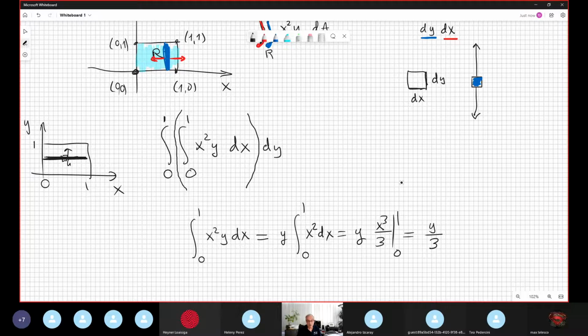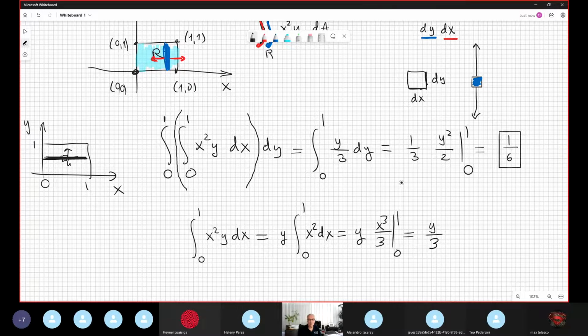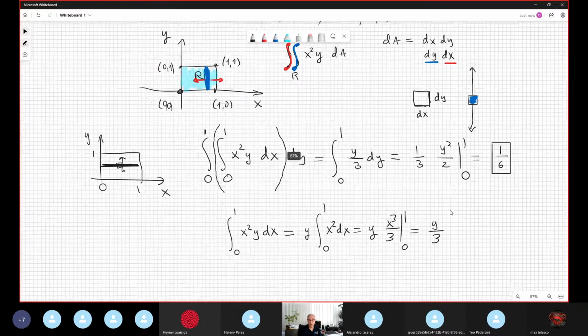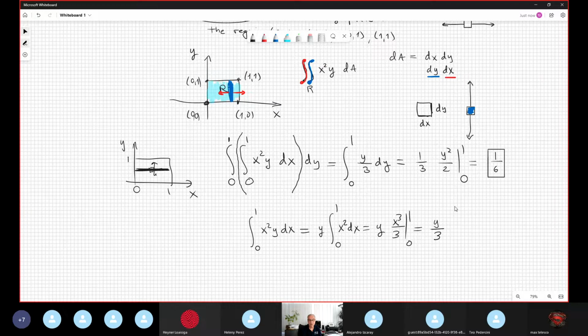When I finish the first integral, I am doing the second. And the second is the integral from 0 to 1 of y over 3 dy. Okay, easy. 1/3 is a constant, put outside, you compute the antiderivative, which is y squared divided by 2, evaluating between 0 and 1. Es obvio que es 1 over 6, yes or no? Yes. Cool. Little by little you understand double integral.